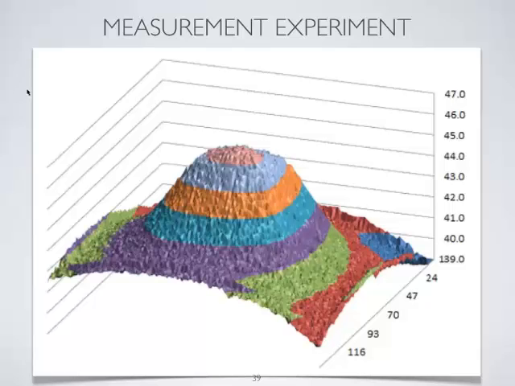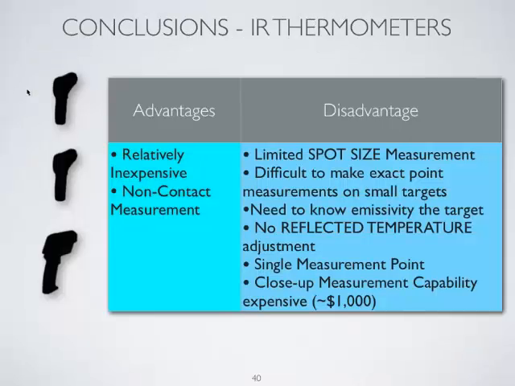In conclusion, let's review the results. What did we learn from this experiment? First, let's talk a little bit about the IR thermometers, the advantages and disadvantages associated with utilizing this technology. First of all, the advantages: IR thermometers are relatively inexpensive when compared to IR cameras. Additionally, they are a non-contact method for reporting temperature.